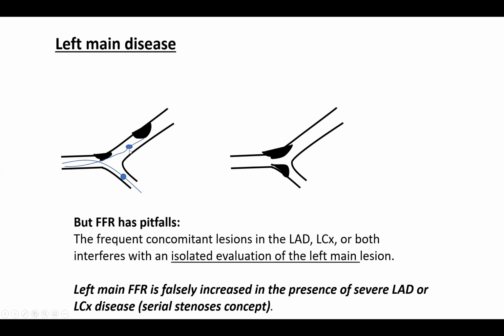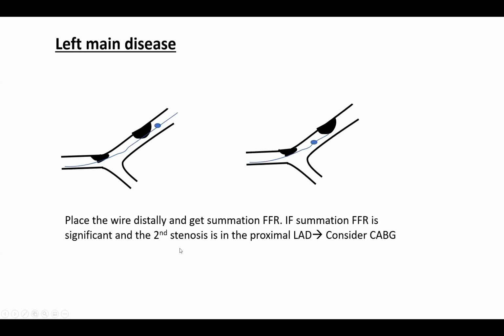You will get the same value of FFR or IFR, whether you put your pressure sensor here or whether you put it there. So please don't think that putting it in the normal branch vessel will attenuate the effect of that LAD stenosis on the left main. Okay, so what do you do here? What you can do is place the wire distal to the severe stenosis and get summation FFR. If the summation FFR is significant and the second stenosis is in the proximal LAD, you can consider CABG. But most often that scenario is not applicable.